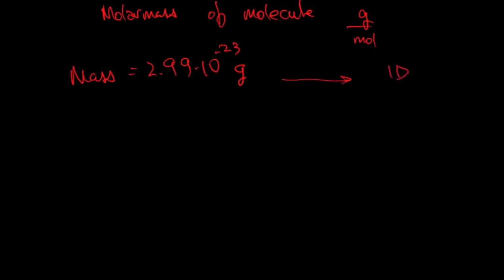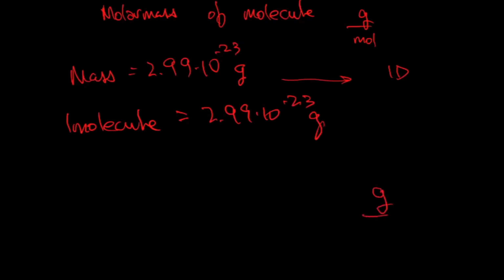So the first thing that you will, again, your best approach here is dimensional analysis. If you take a look at the, you have 1 molecule equals 2.99 times 10 to the minus 23 grams, okay? If you remember molar mass, the molar mass is grams per mole. Okay, that's the units of molar mass. Water is 18 grams per mole.